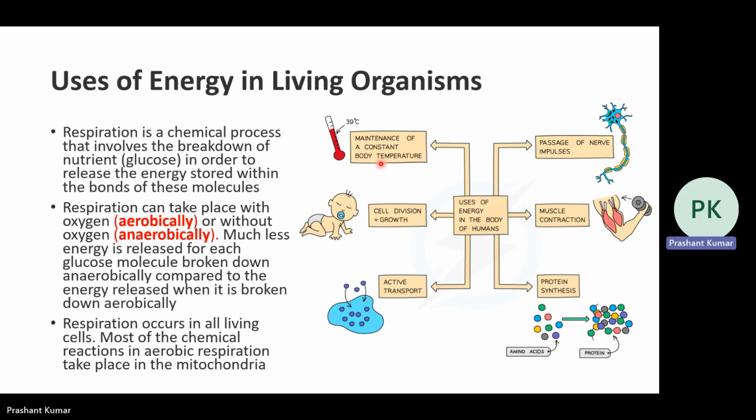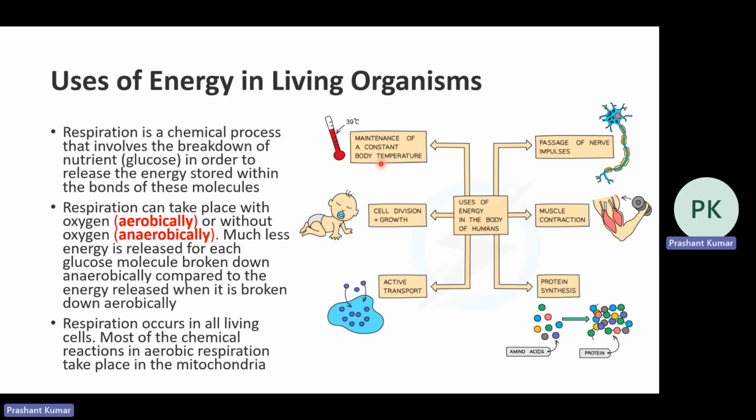So first of all, what happens in respiration is, when we eat food, the food is broken down into simpler forms, and by the process of assimilation, the blood will transport all these nutrients such as glucose, amino acids, fatty acids, and glycerol, assimilated to each and every part of the body.